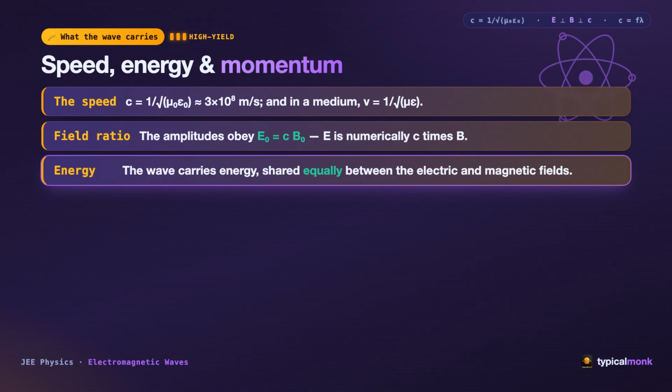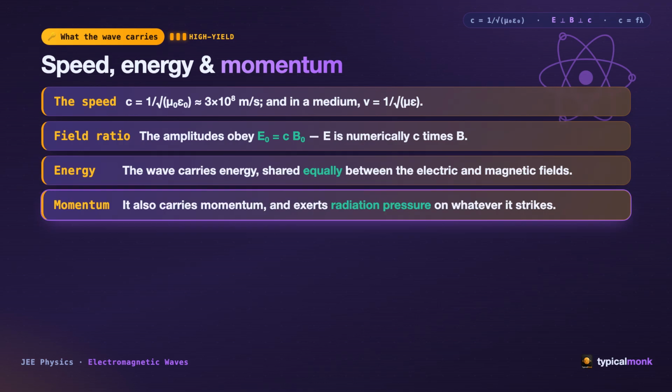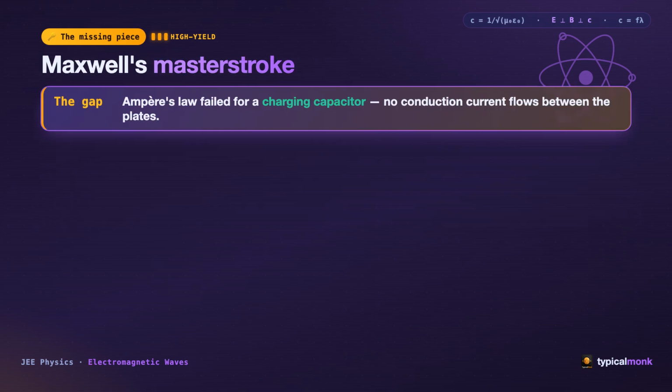Energy. The wave carries energy, shared equally between the electric and the magnetic fields. Momentum. It also carries momentum and exerts a radiation pressure on whatever surface it strikes. Now the missing piece that started it all.